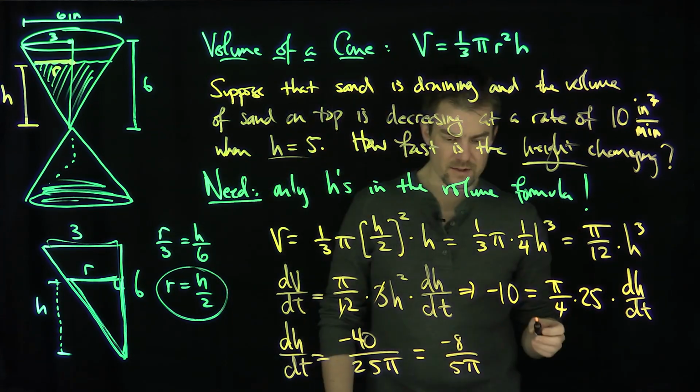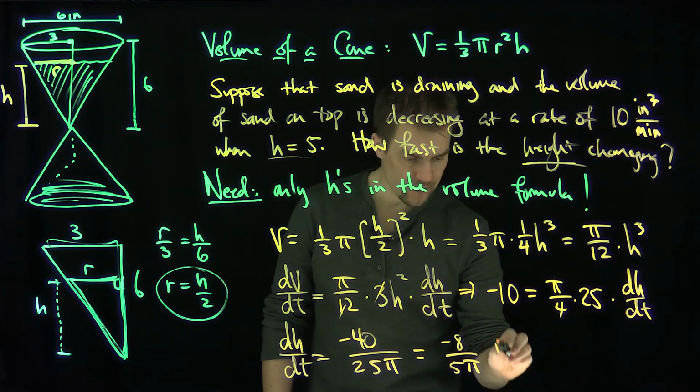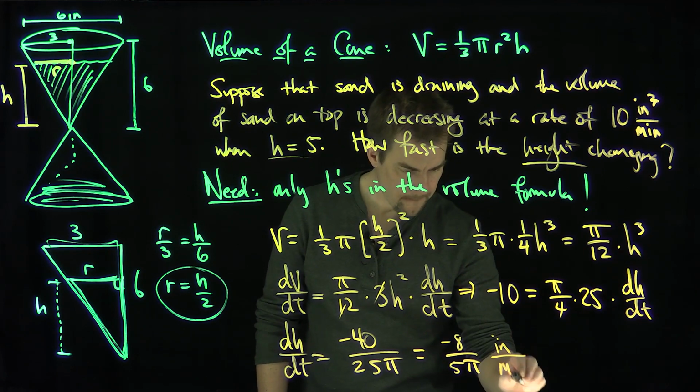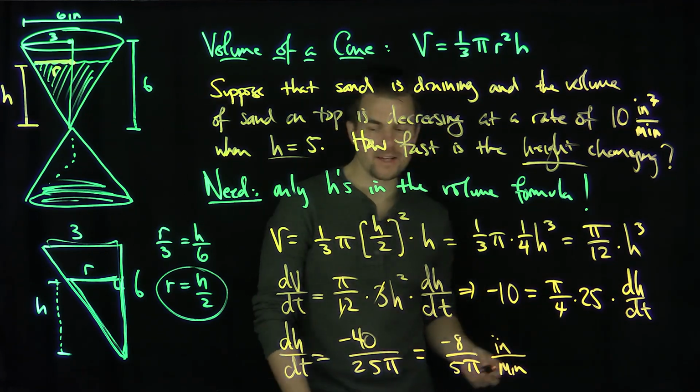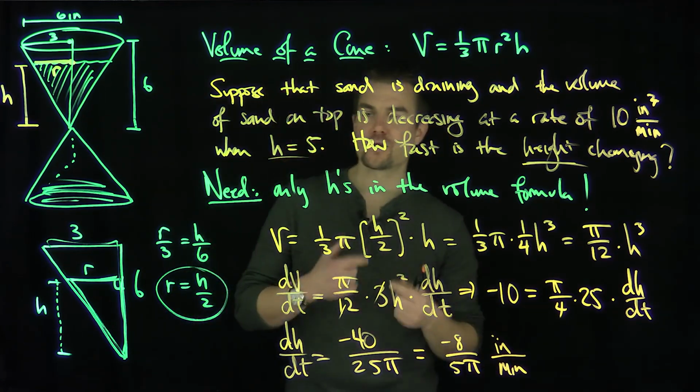And of course, what are the units of this? This is going to be inches per minute. And that's how fast h is decreasing when h is equal to 5.